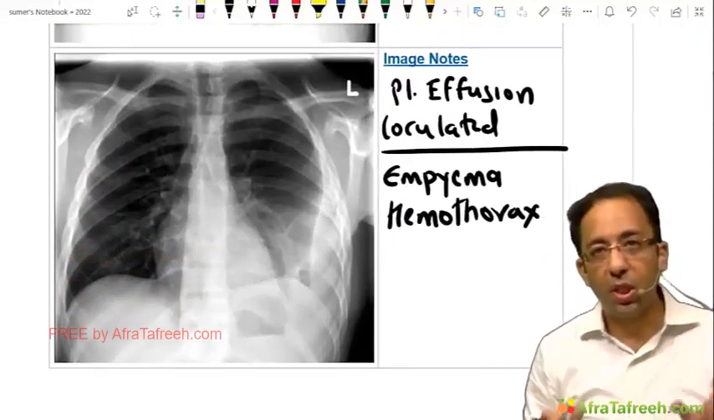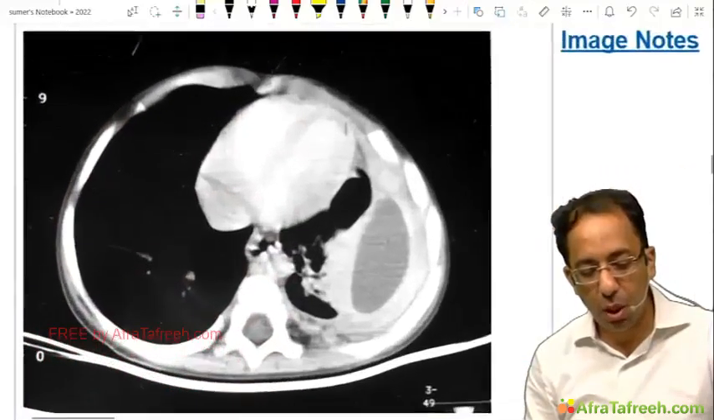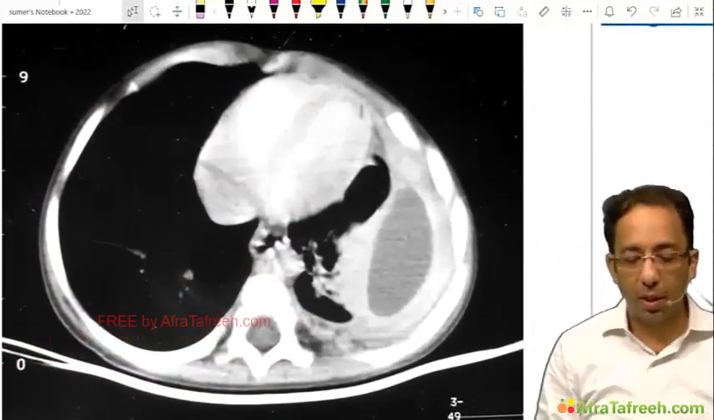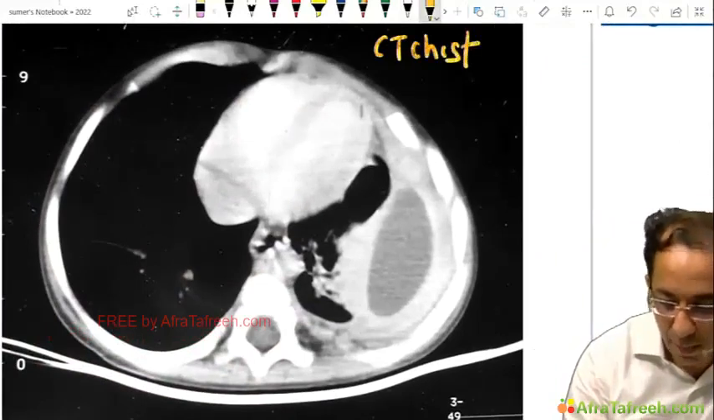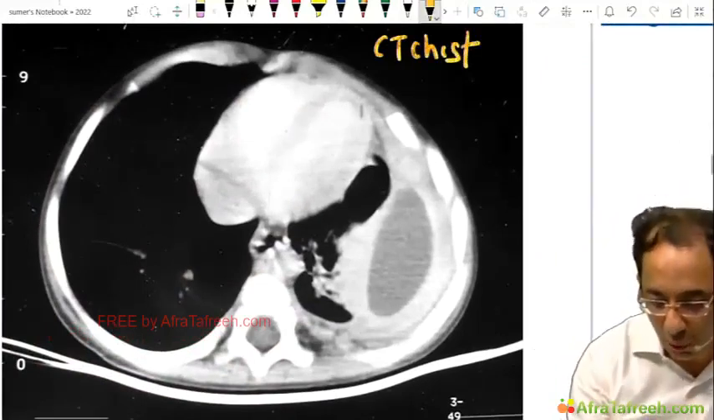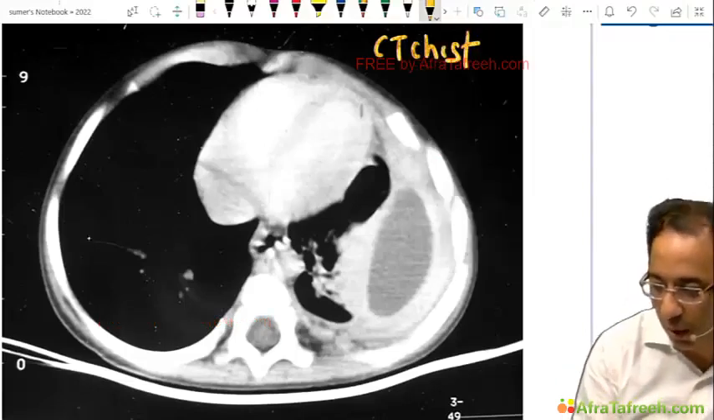Now let's try to think on a CT scan. Let us try to think of the same condition as a CT scan. This is a CT chest. Okay, CT thorax. I want all of you to just focus on what I am labeling.